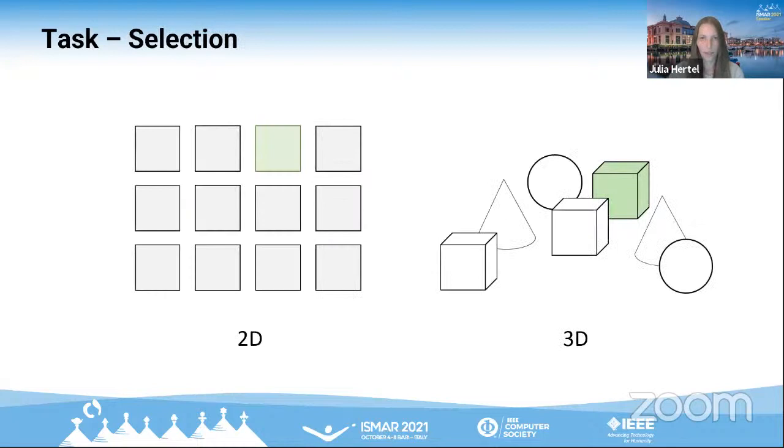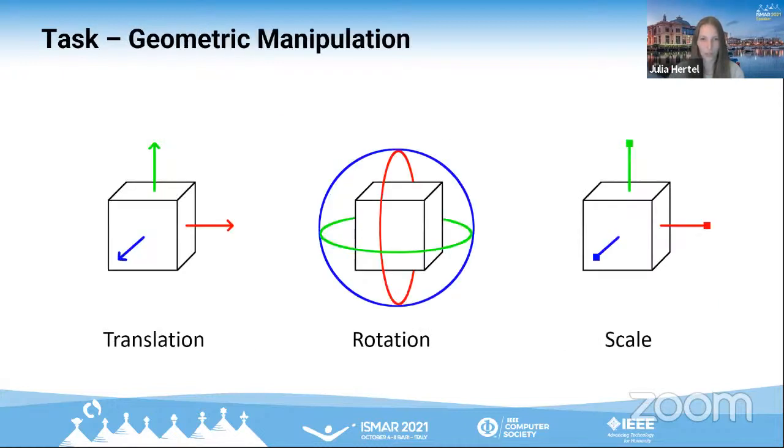The task we encounter the most is selection. We found that the complexity of the required interaction technique mainly differs by the arrangement of selectable objects. For 2D selection, all objects are placed on a planar surface, for example, a grid-like UI, and a 3D selection is needed if the objects are spatially arranged. Geometric manipulations cover translation, rotation, and scale. They are often used and represent nearly half of the interaction techniques we encountered.